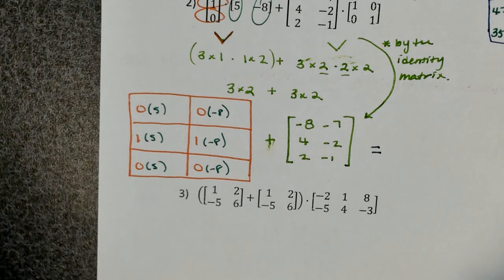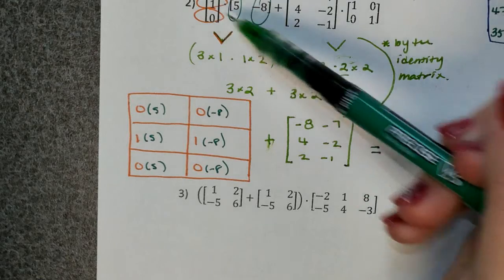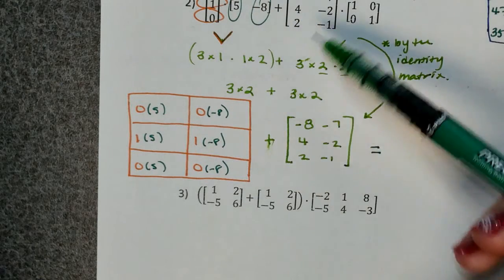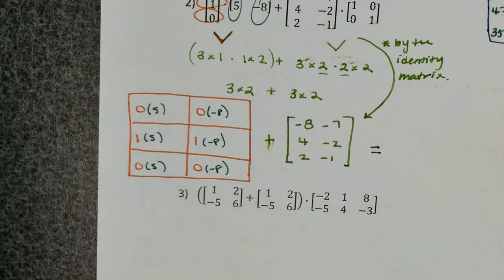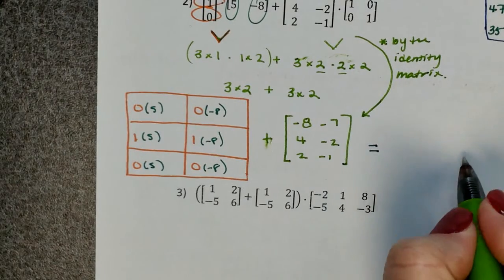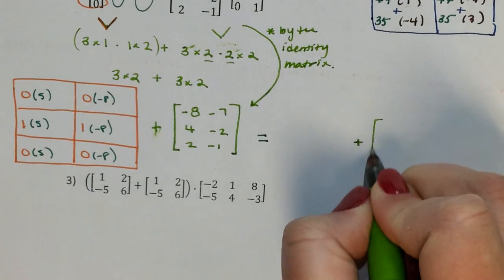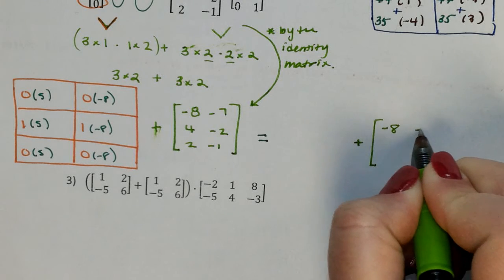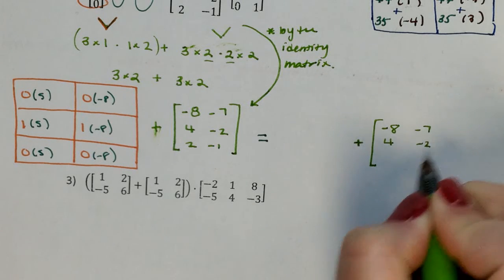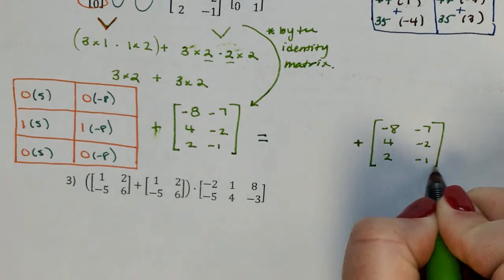So, what does this equal then? We multiply these two matrices together to get this. We multiply these two together to get this. We're still adding matrices together. The second one is already done, so I don't need to do anything there. I still have the negative 8, negative 7, 4, negative 2, 2, negative 1.